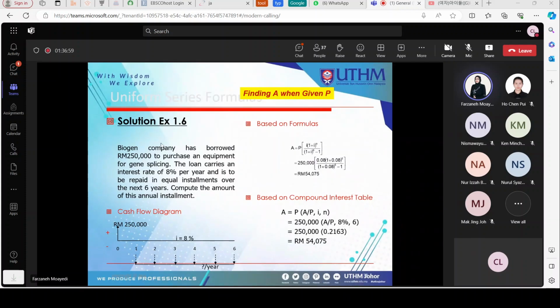Okay, Boeing Company has borrowed 250,000 to purchase an equipment for gene splicing. The loan carries an interest rate of 8% per year and is to be repaid in equal installments over the next 6 years. Compute the amount of this annual installment. So you can read it one more time carefully for yourself to see what we have and what is missing.